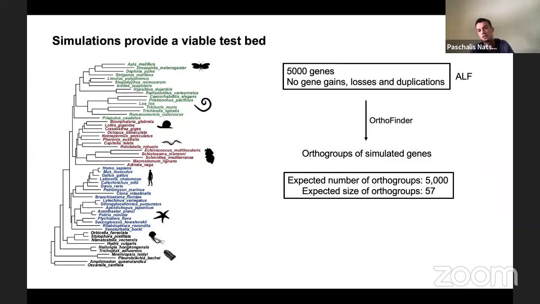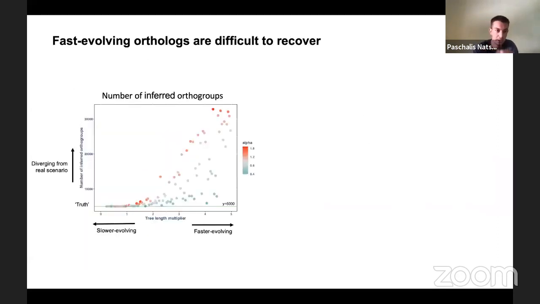In each case, if the orthology prediction was correct, we would expect to recover exactly 5,000 orthogroups, and each orthogroup to have exactly 57 genes, one for each species. So any divergence from these numbers would be due to error in orthology prediction. Here, each dot represents one simulation, and we did 100 of them. Each one has a specific multiplier and alpha combination, and on the x-axis are the tree multipliers, and on the y-axis are the numbers of inferred orthogroups in each case. And the color gradient corresponds to the value of the alpha parameter.